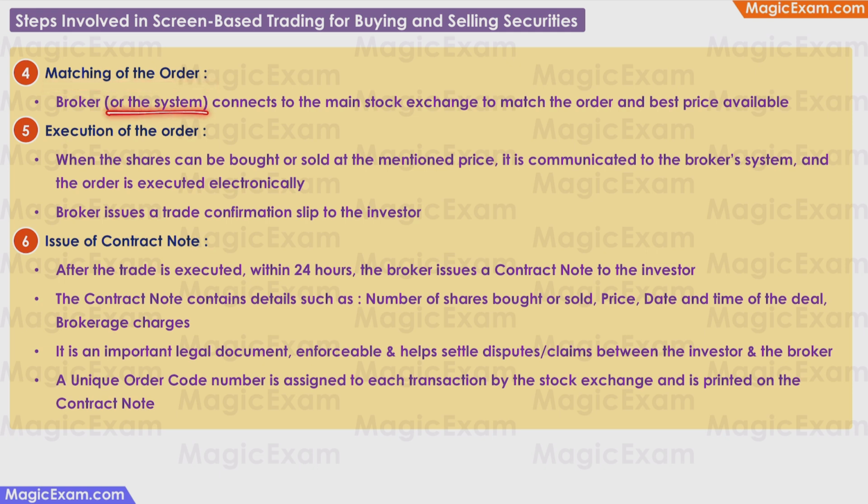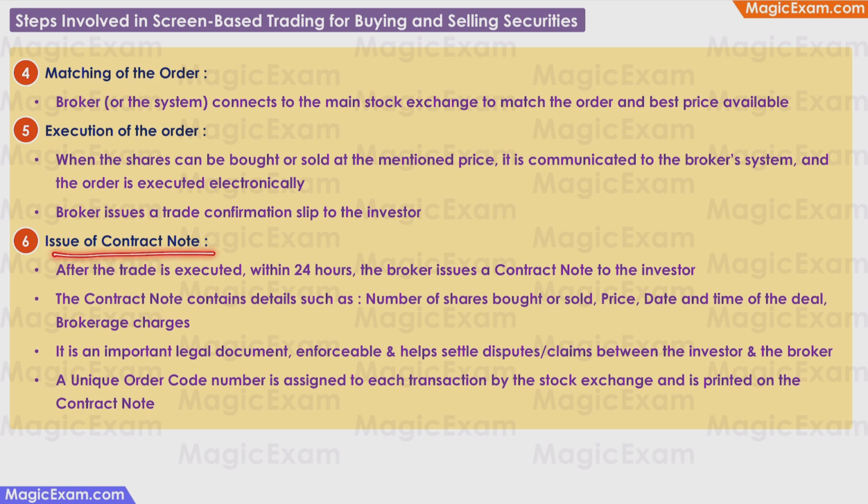The broker or the broker system connects to the main stock exchange to match the buy or the sell order and the best price available in the market. Next comes the execution of the order. When the shares can be bought or sold at the price that the investor has mentioned, then it is communicated to the broker system and the order is executed electronically. The broker then issues a trade confirmation slip to the investor.